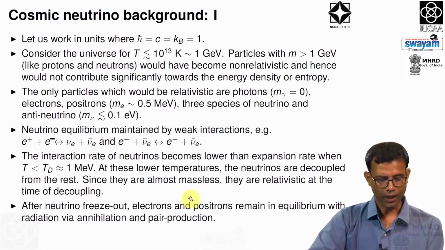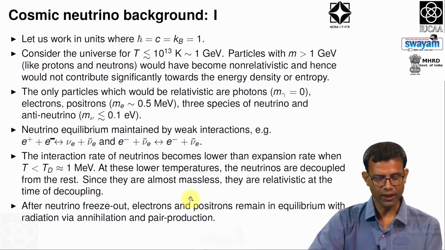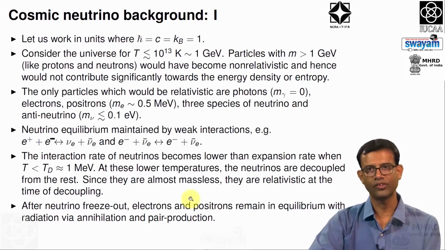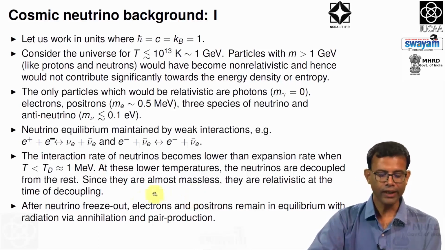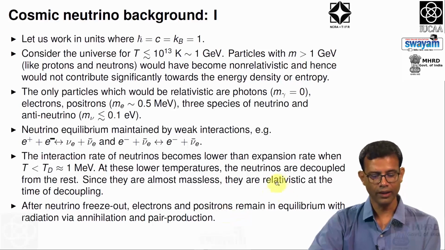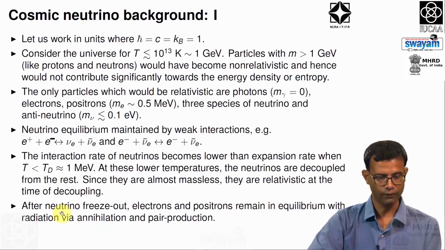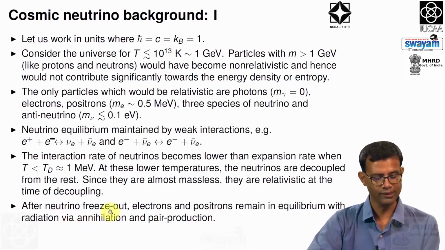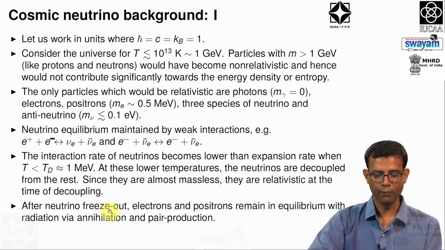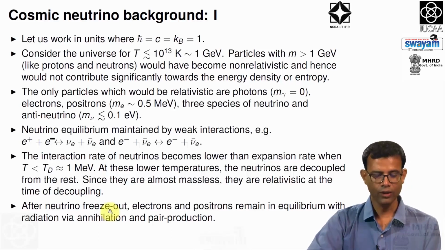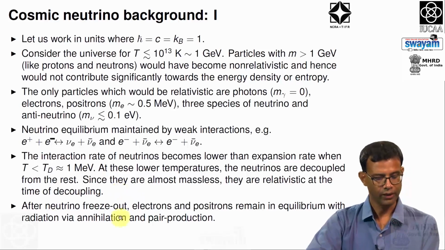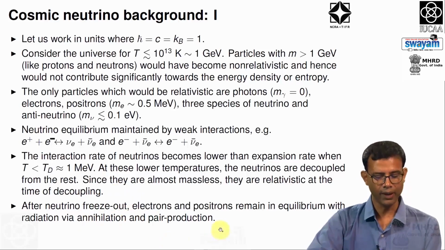Now, after this neutrino freeze out, the neutrinos are free streaming, but the electrons and positrons are still interacting and are in equilibrium with the photons. So, electrons and positrons are coming together and producing photons, and then photons at some point are disintegrating into electron positron pairs. That is called pair production. So, this annihilation and pair production, forward and reverse reactions, are happening.